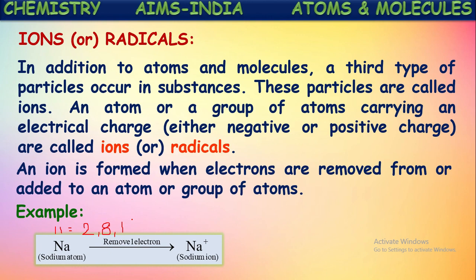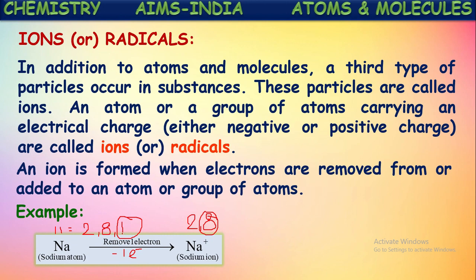It will try to become stable by either losing that 1 electron or by gaining 7 electrons. Which will be easy here, losing 1 electron or gaining 7 electrons? Losing an electron will be easy. So in chemical reactions, sodium will lose its last valence electron, and hence it becomes stable with the configuration 2, 8. What happens after losing an electron? The configuration becomes 2, 8. Now in its last shell there are 8 electrons, so it can be stable like neon.